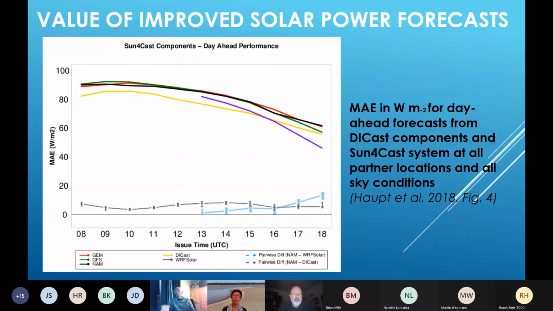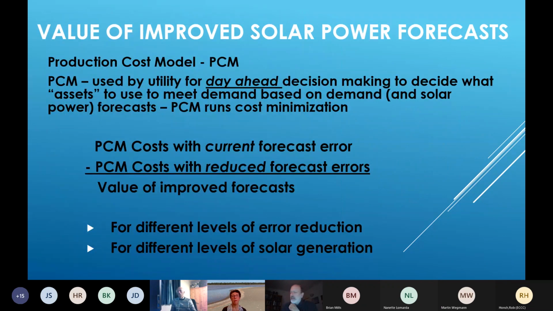I'm not going to go through the details of the economic analysis, but basically the mean absolute errors in the forecasting were reduced significantly through this research project. We then used something called production cost modeling, which is a tool used by the energy utilities to make decisions on what power plants they're going to use, and ran some simulations with and without the improved forecasts to see the different costs they incurred under different regimes of forecast error.